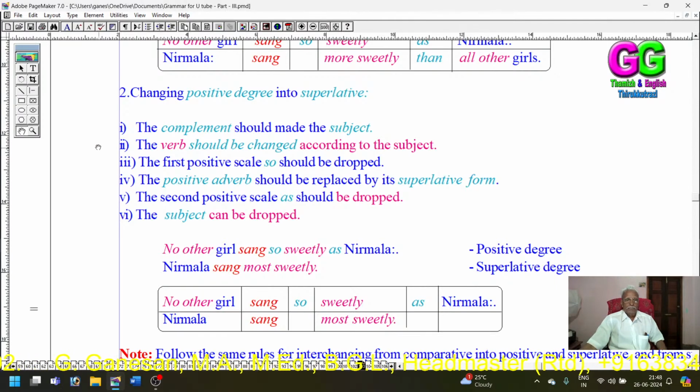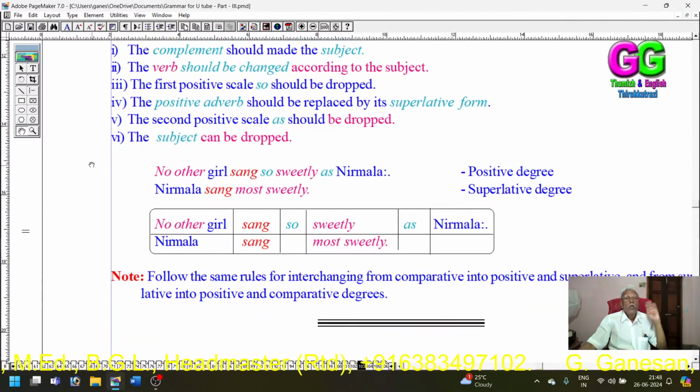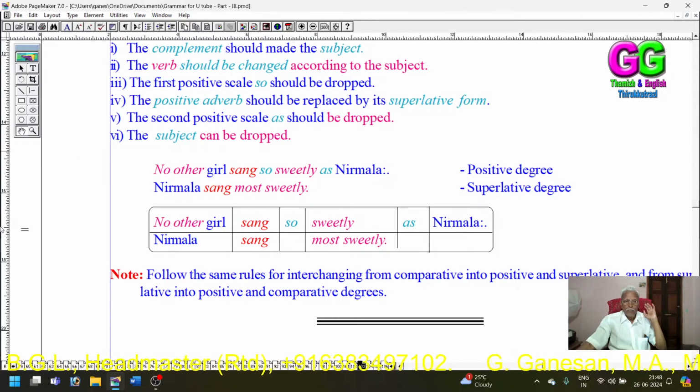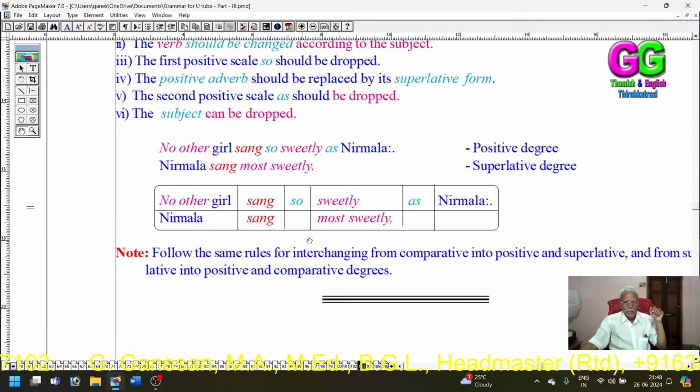Changing from positive into superlative degree. What are the rules we are going to follow here? No other girl sang so sweetly as Nirmala. Positive. Superlative: Nirmala sang most sweetly. Very simple. That is, make the complement of the positive the subject of the superlative. Secondly, if the verb is in the positive, keep it as it is.